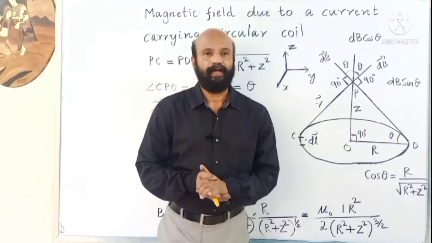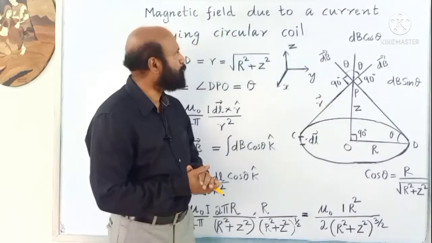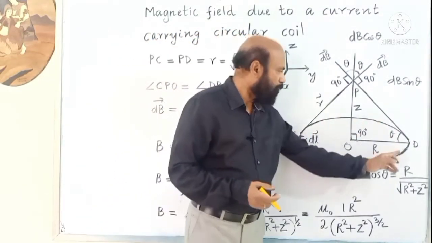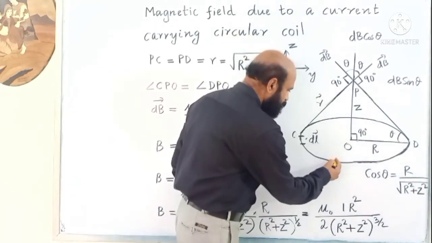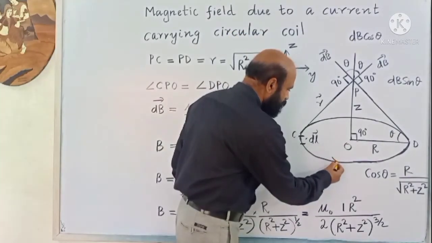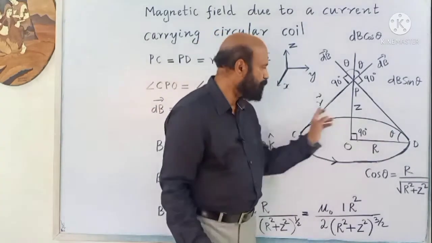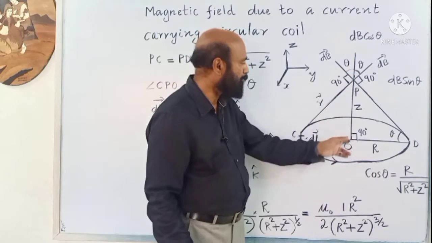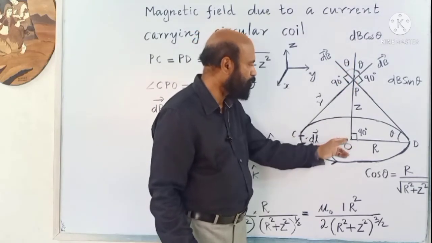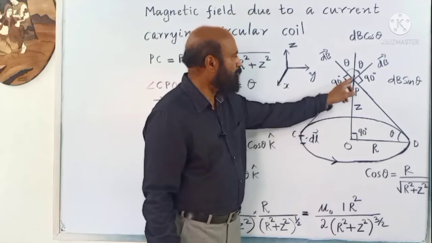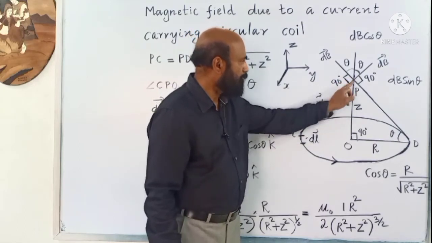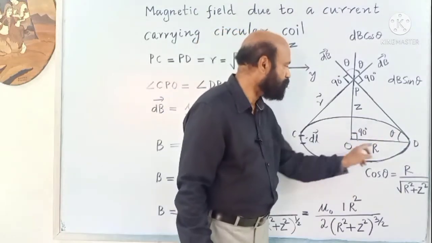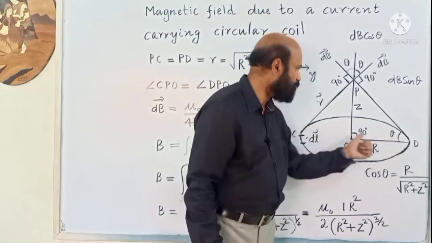Let us see the magnetic field due to a circular coil carrying current. In this coil, there is a current. When there is a current, there will be a magnetic field. We have to find the magnetic field along the axis of a current carrying coil. Consider a point P at a distance z from the center of the coil, and the radius of the coil is R.